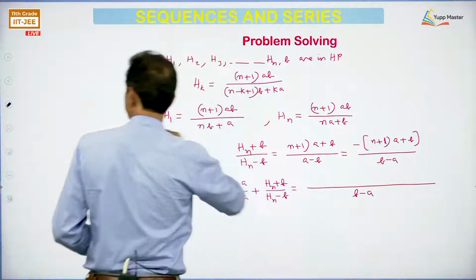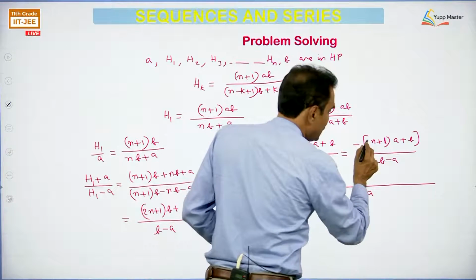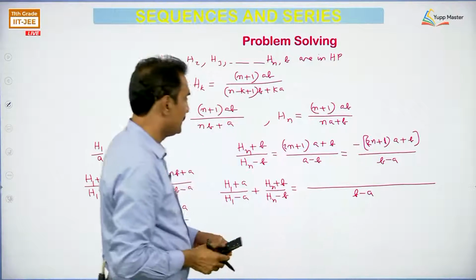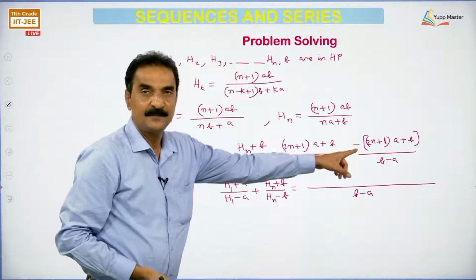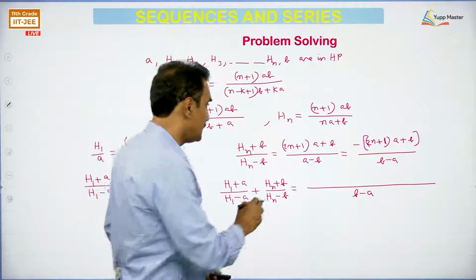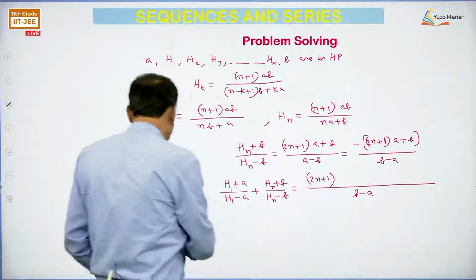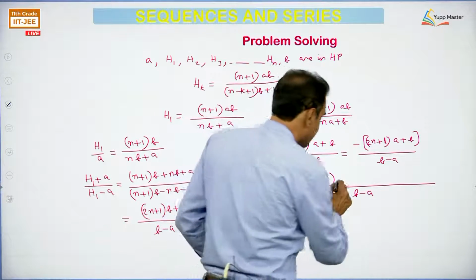Here also 2n plus 1, here also 2n plus 1, alright. Now if you add these two, what you will get? 2n plus 1 will be common in the first term, in the numerator. 2n plus 1 into b minus a, alright.